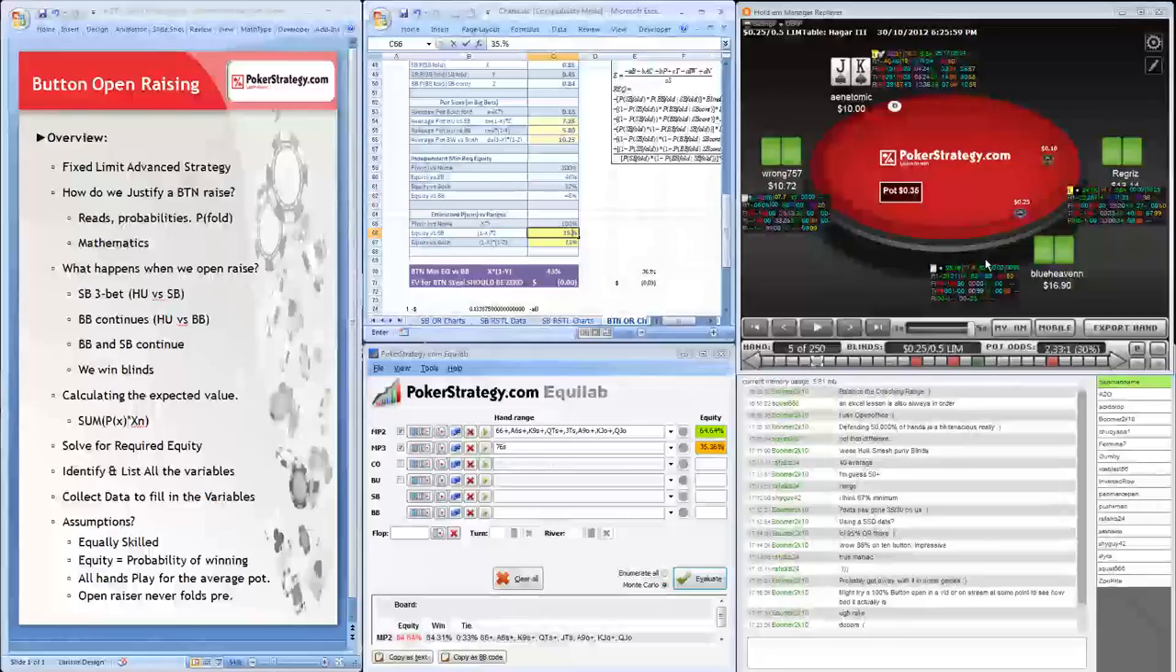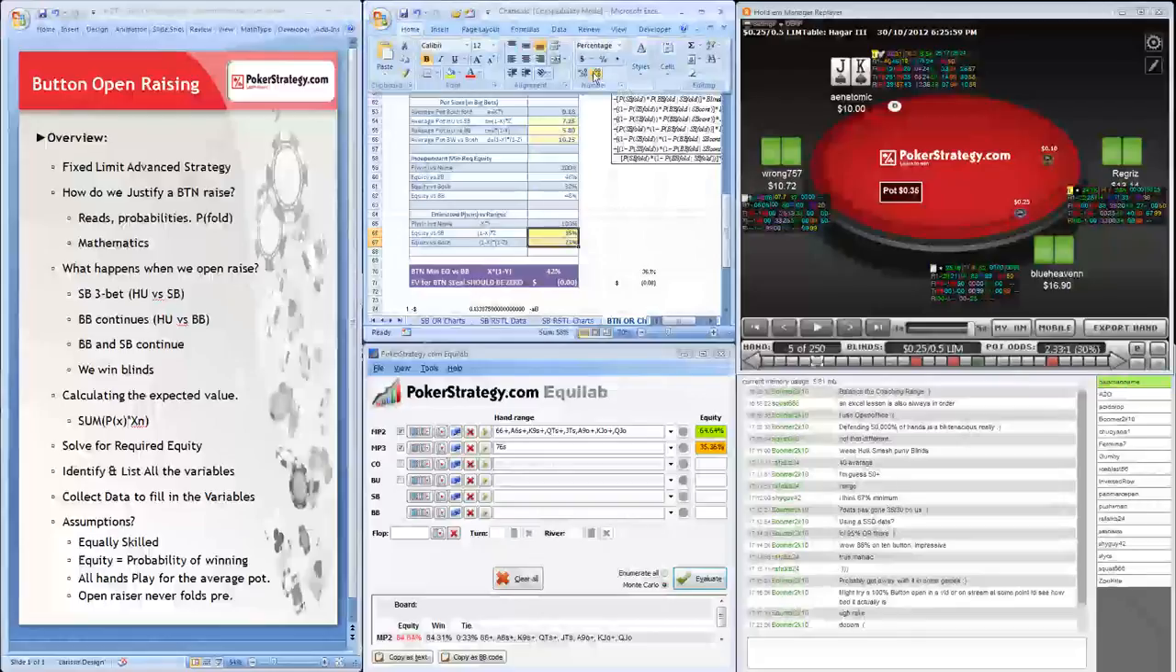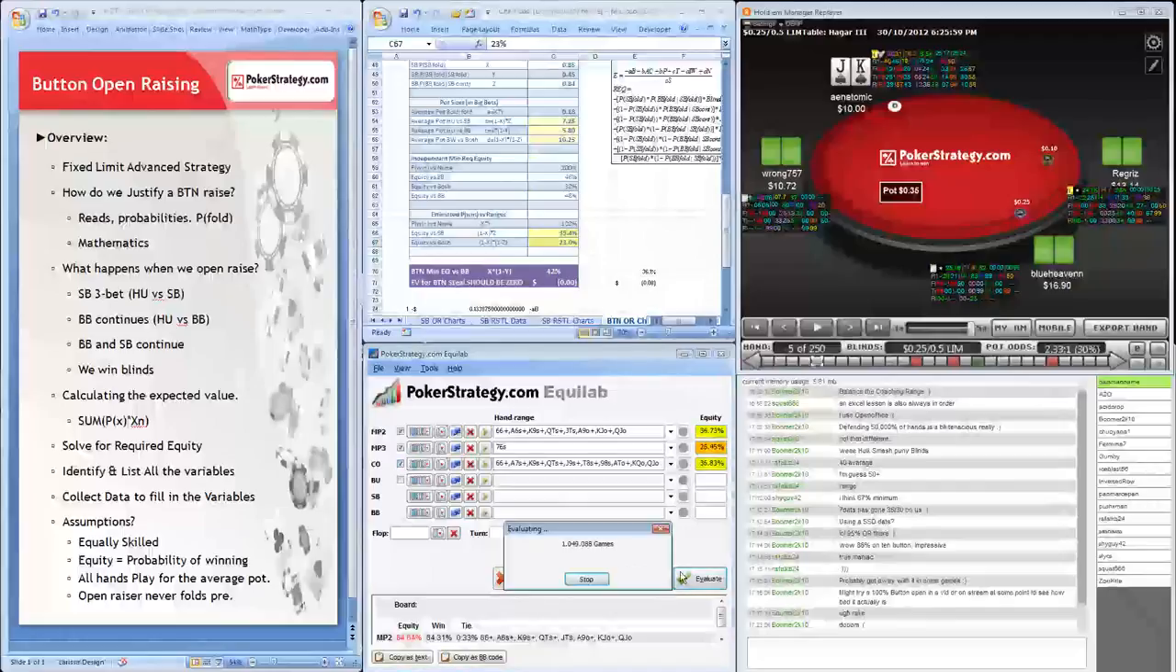35.6, 30.4 basically. Let me see here. Equity versus both, we can figure that out again. Again, it's going to be slightly better, right? We've got 26.5 now.